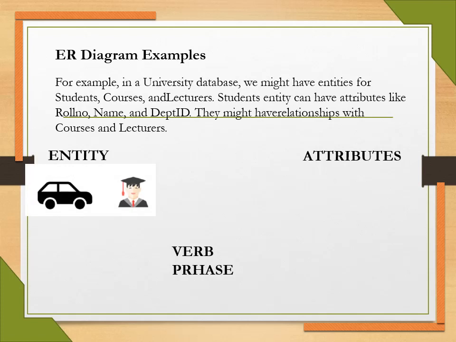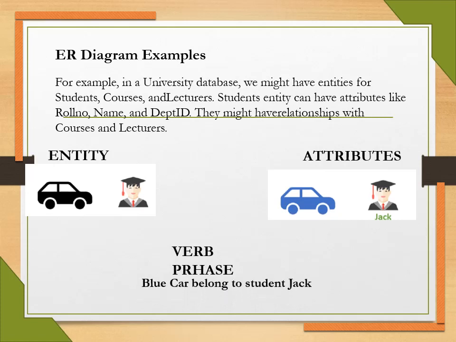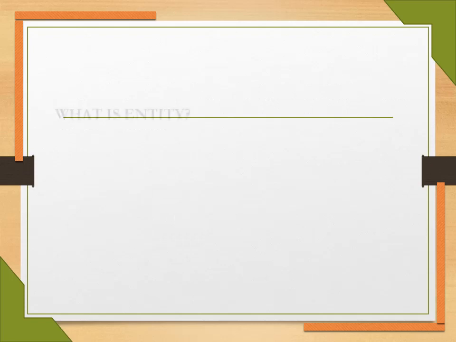So we have an example, car and student. In the attributes, the color of the car and the name of the student. In the verb phrase, blue car belongs to student Jack. That is the basic example of an ER diagram.